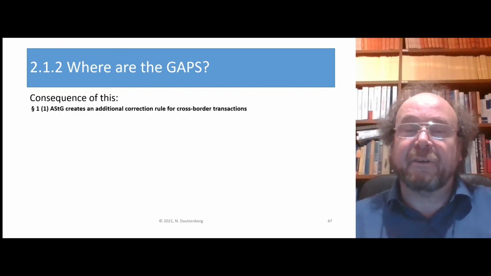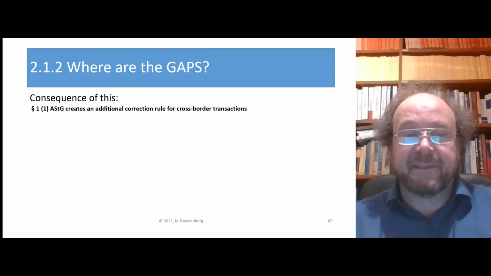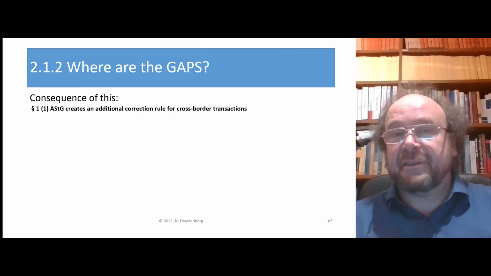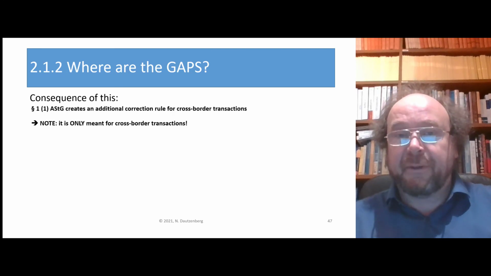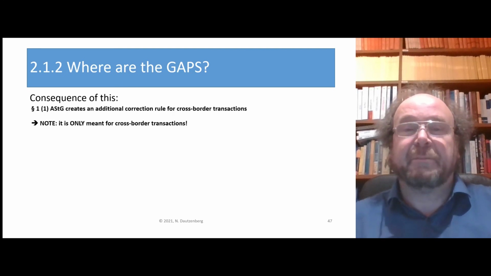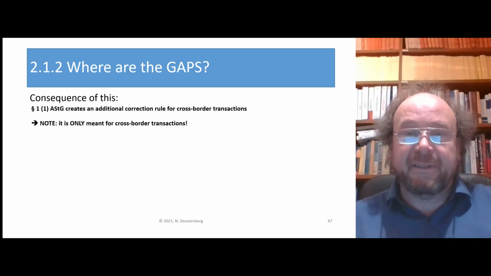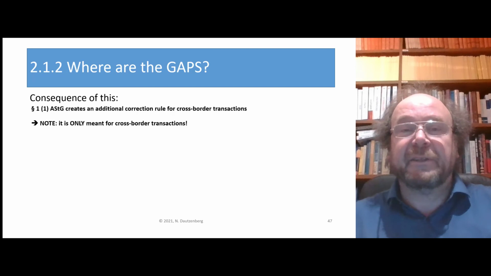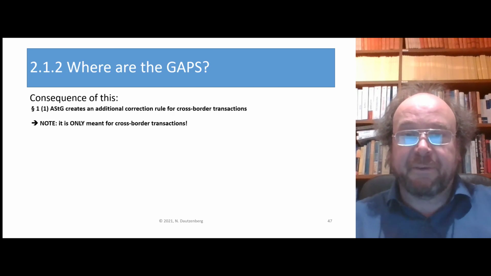Consequence, we need an additional rule to close that loophole, and this is 1 AStG, which contains an additional rule for correction of cross-border transactions. Important is that this additional rule is only applied by the German tax law to cross-border transactions. So within the state, we still respect or accept the possibility that you can shift via a service for free potential profits from a shareholder to a company without this being corrected.